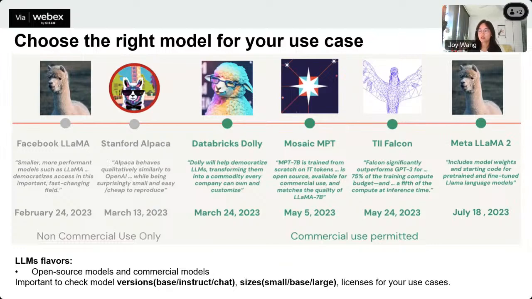Generally speaking, when a company or a model owner releases a model, it usually comes in three different versions. We have the base model, the instruction-tuned model, and also the chat model that is optimized for chat function. It also comes in different sizes to suit different computing resource requirements. They usually give you a small size model, a base model, and a large size model. And it usually comes with different licenses. As you can see from the slides, even for open source models, some of them you can use for commercial use, but some are strictly prohibited for commercial use. So before choosing for your use case, it's quite important to check the model requirements, the license, and the different versions.